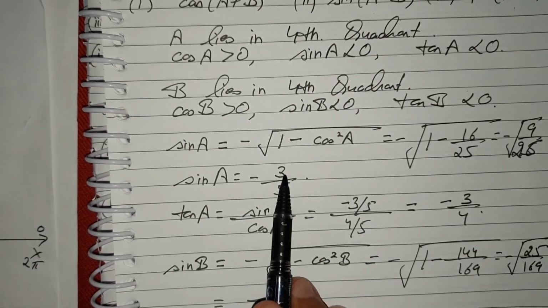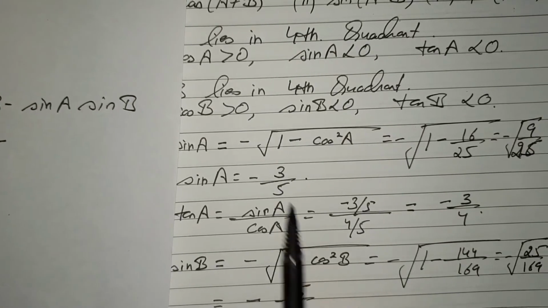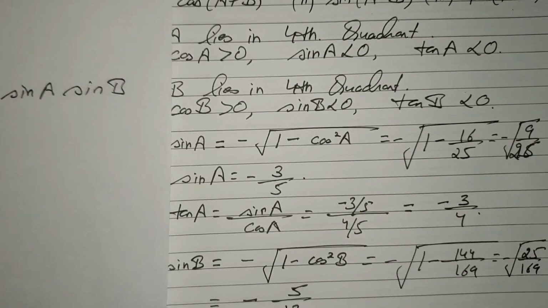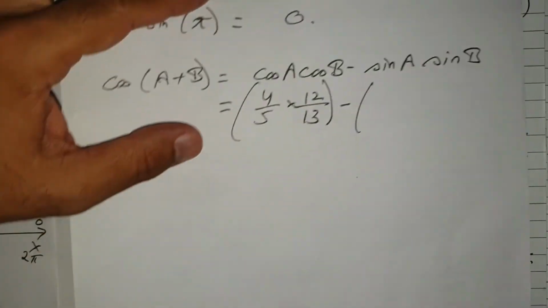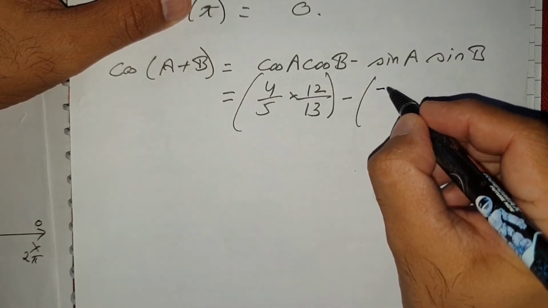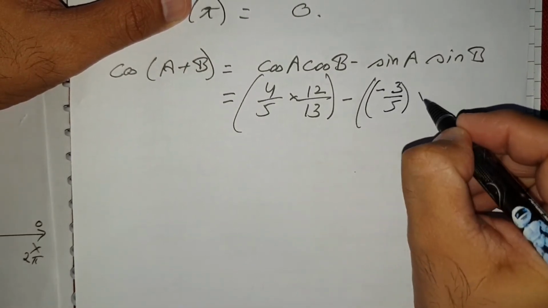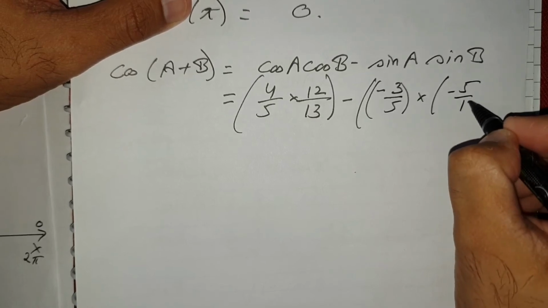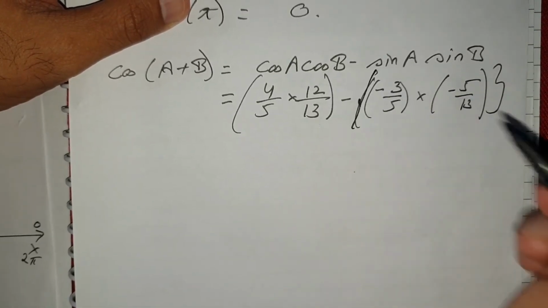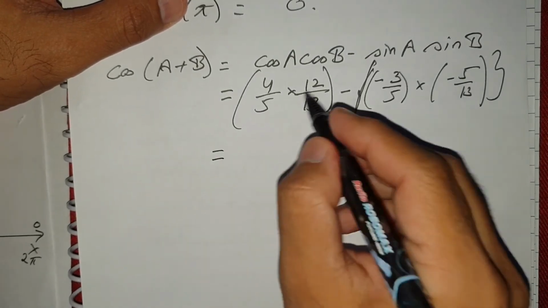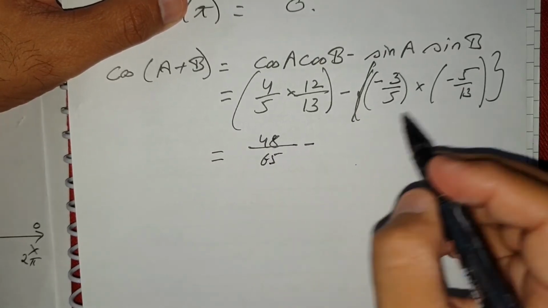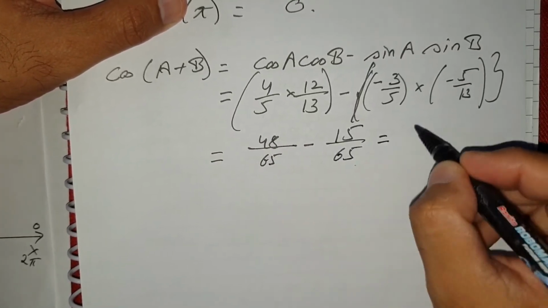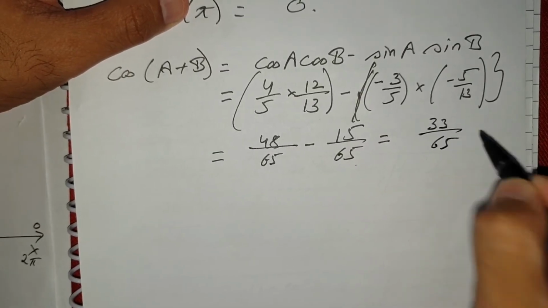Sin A is minus 3 by 5. Sin B is minus 5 by 13. Now sin A sin B: sin A is minus 3 by 5, sin B is minus 5 by 13. So this is minus 3 by 5 into minus 5 by 13. So this is 12 4s are 48, 13 5s are 65, minus 5 3s are 15 by 65, which is 33 by 65.